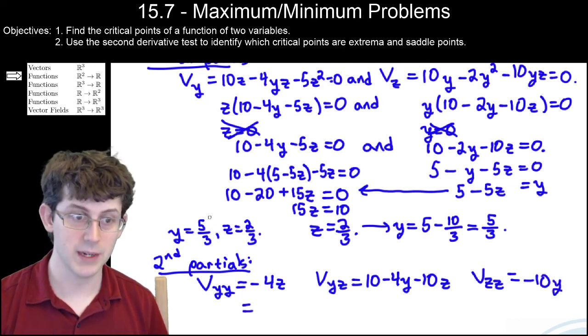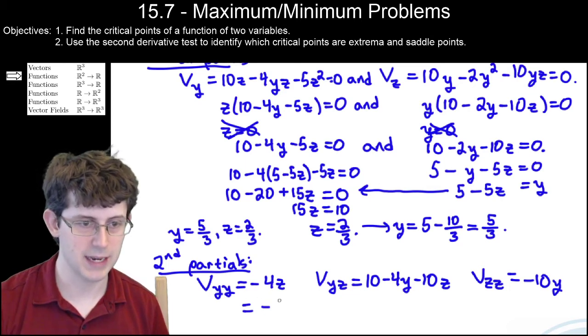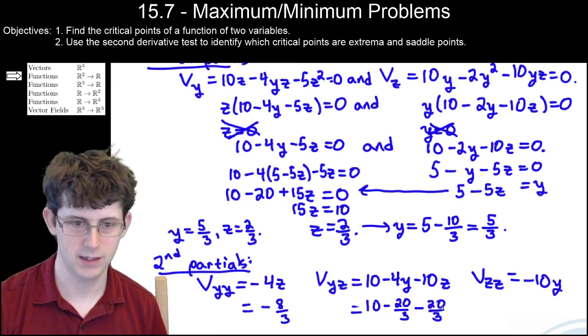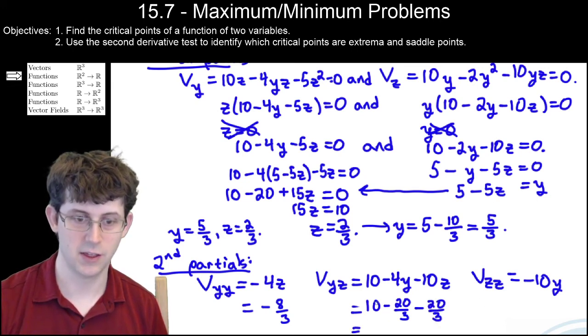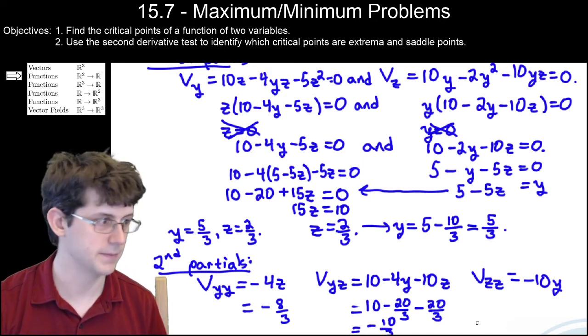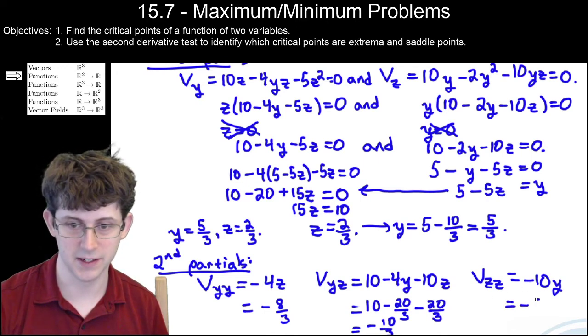Since we only have one point to check, I can just plug all this in. So here vyy is minus 8/3. vyz is 10 minus 20/3 minus 20/3. So this is 30/3 minus 40/3, which is minus 10/3. And vzz is minus 50/3.